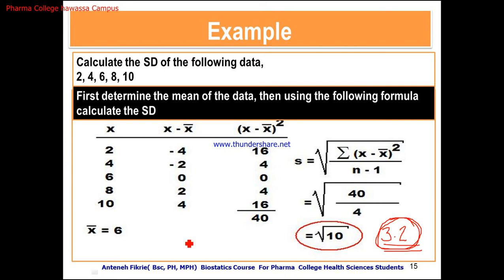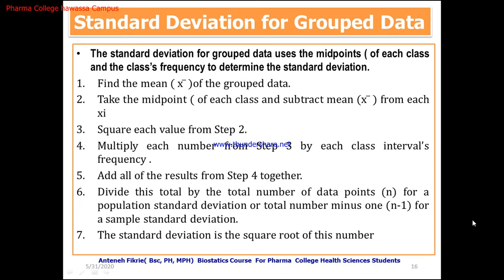Usually the standard deviation is used together with the mean. The other topic is the standard deviation calculation for grouped data. If the data is grouped, we need to know how to calculate the standard deviation. Here are the simple steps of calculating it.